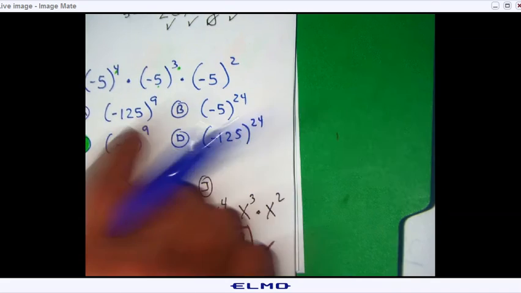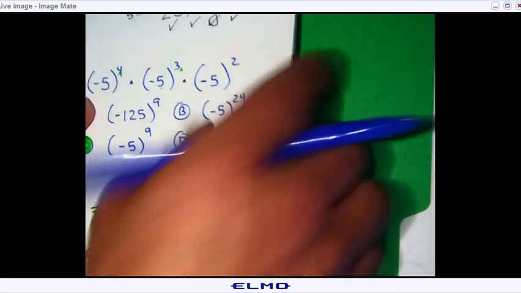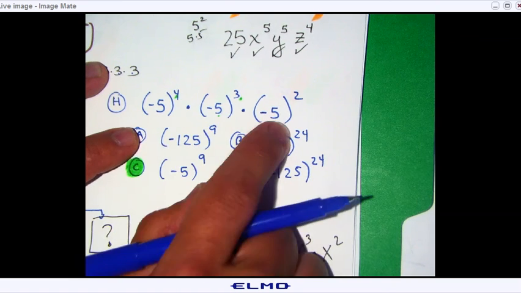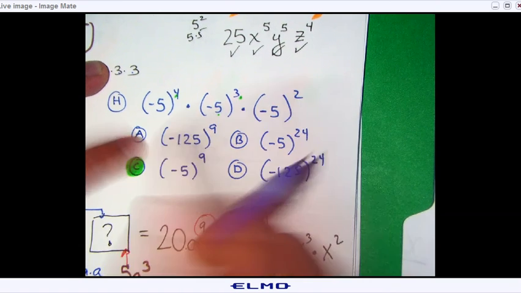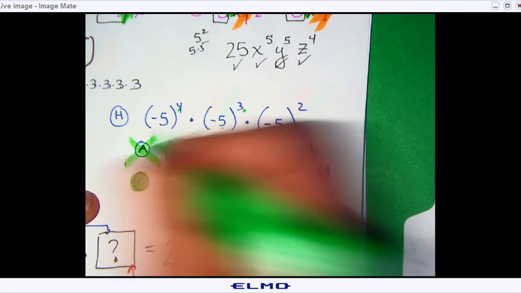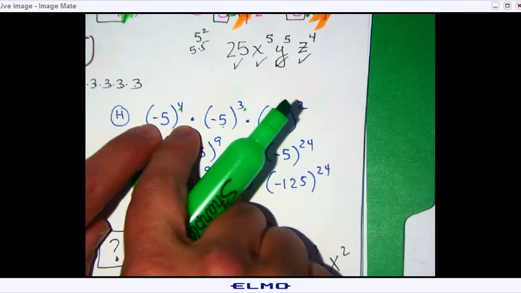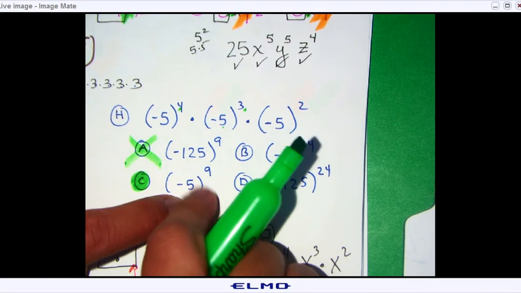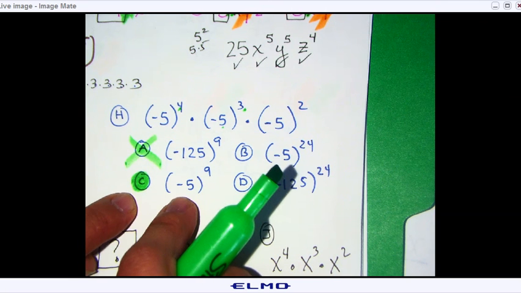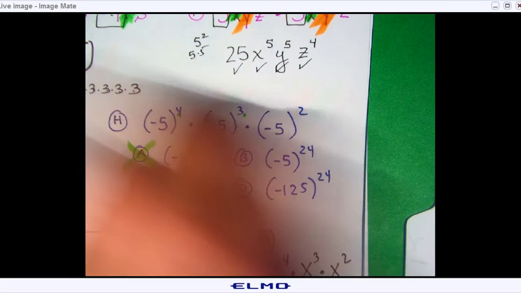All right. And then the next one, some of you guys, what you did is you actually multiplied -5 times -5 times -5, which you got this, but you answered A. But that's not your answer. Remember, if they're the same, keep it the same. So -5. So your best answer was C. C. So put a little check if you got that right.